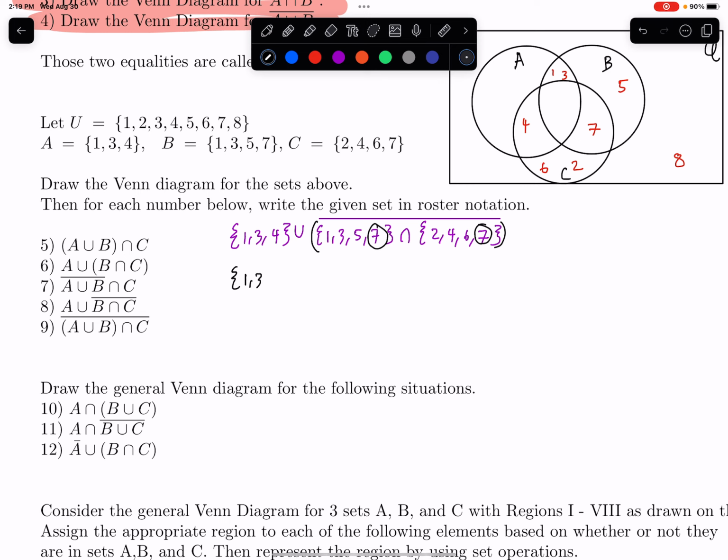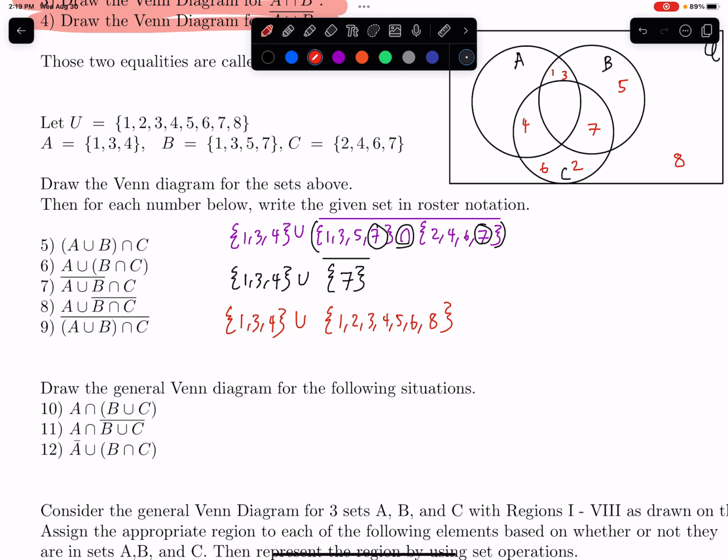I got 1, 3, 4 on the left, union with taking this intersection, I just get the 7, but don't forget the complement over the top. Now that's going to be the next stage. Taking that complement, I get the opposite of 7, which is almost everything. It's 1, 2, 3, 4, 5, 6, not 7, and then 8. Right? Everything except for 7. Union that with the 1, 3, and 4.